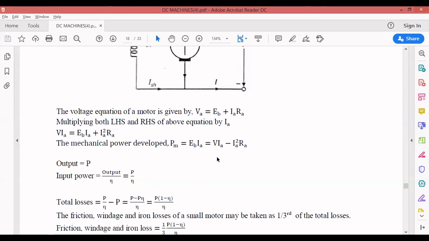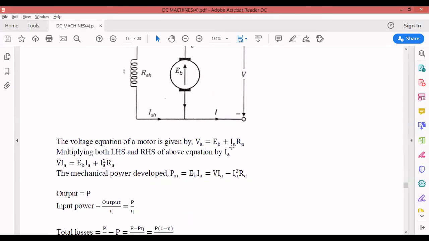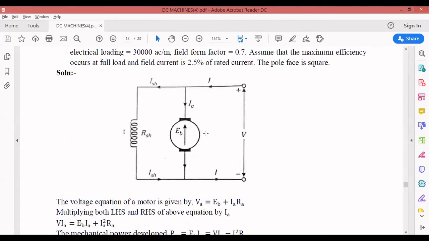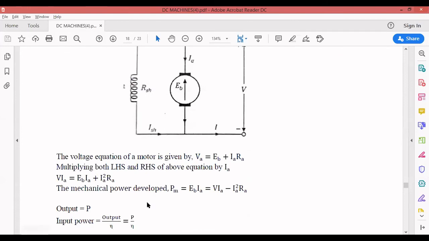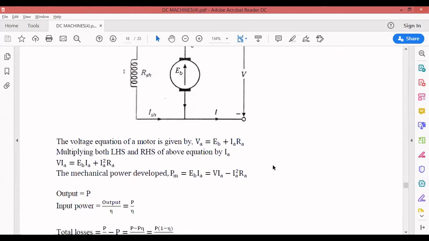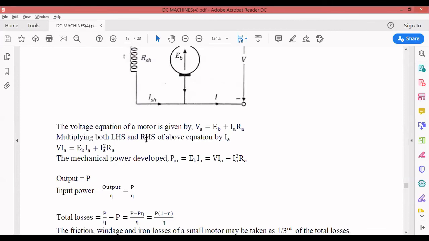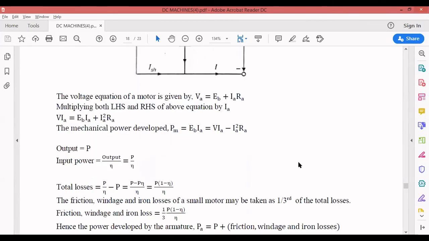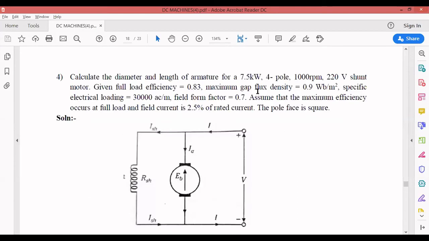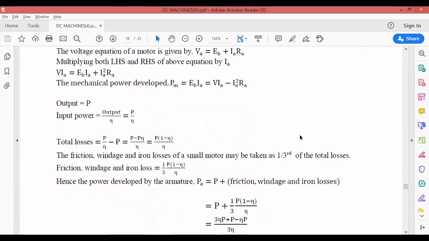Now once again, these are some of the equations. This is a motor, not a generator; it is a shunt motor. And these are some equations regarding the shunt motor, which everyone knows. You can go through it. Now, what do you have to calculate? Once again, you have to calculate D and L based on the parameters given in this problem.